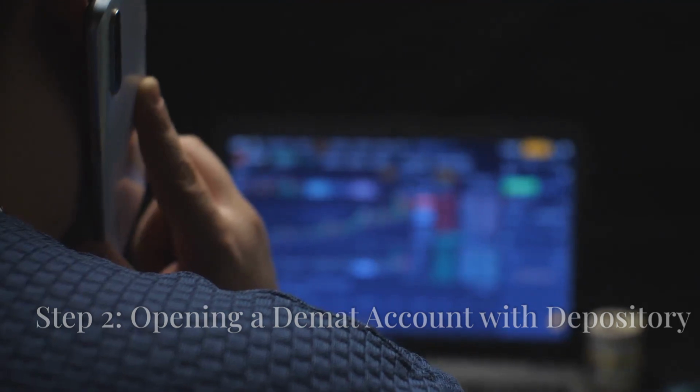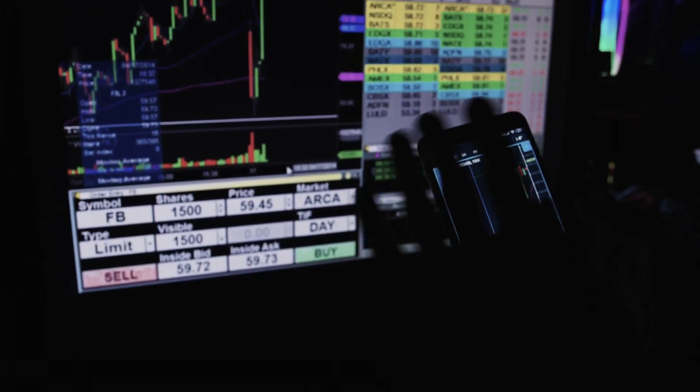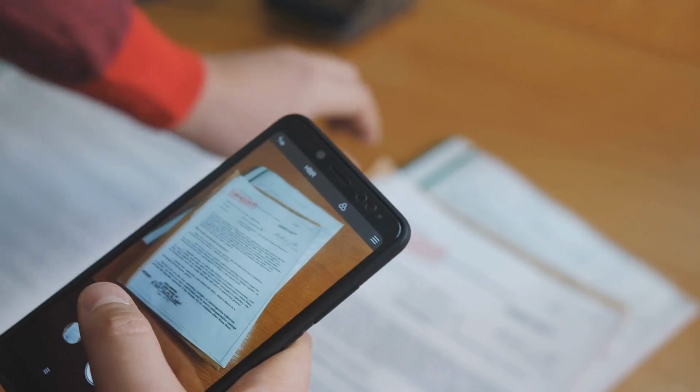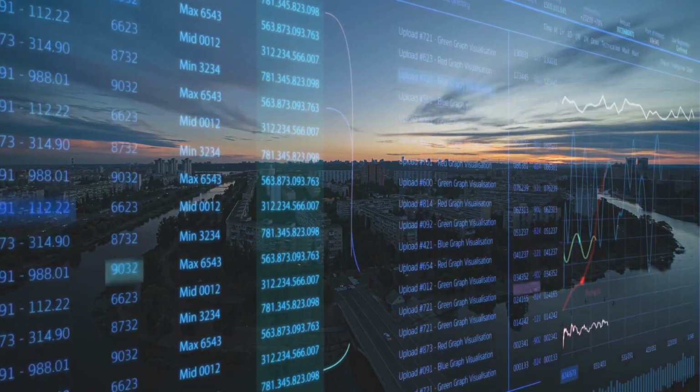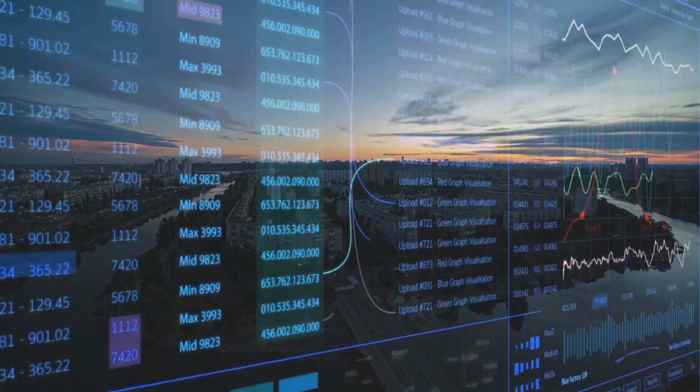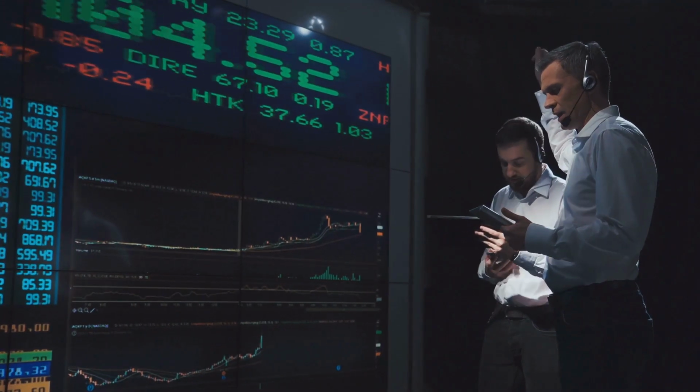After choosing a broker, open a Demat account. It holds your shares in electronic form. Submit KYC documents like PAN card and Aadhaar card. The main depositories are NSDL and CDSL. Your broker will help link your Demat account.